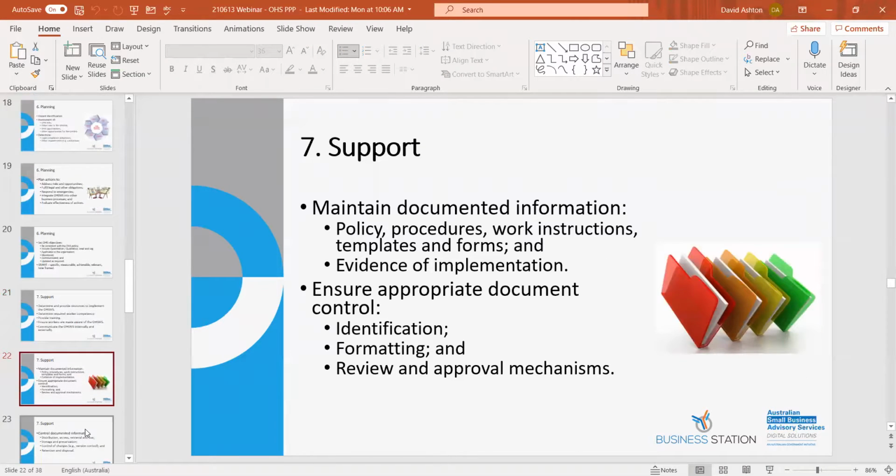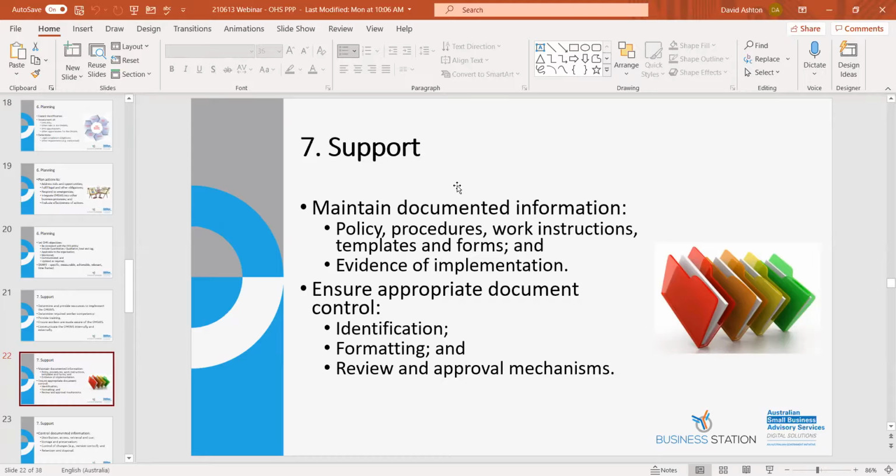So in terms of support, you've got to maintain documented information. So you've got to have documented policies, procedures, work instructions, and as part of that, develop some templates and forms to assist in implementation, because if you're looking to seek ISO certification, an auditor is looking to see if you've actually got the policies and procedures in place. Those documents are consistent with the standard, but they're also going to want to see evidence of implementation. So if you can develop some tools, templates and forms to help with that, and maintain good record keeping, then that will assist in the audit of your system.